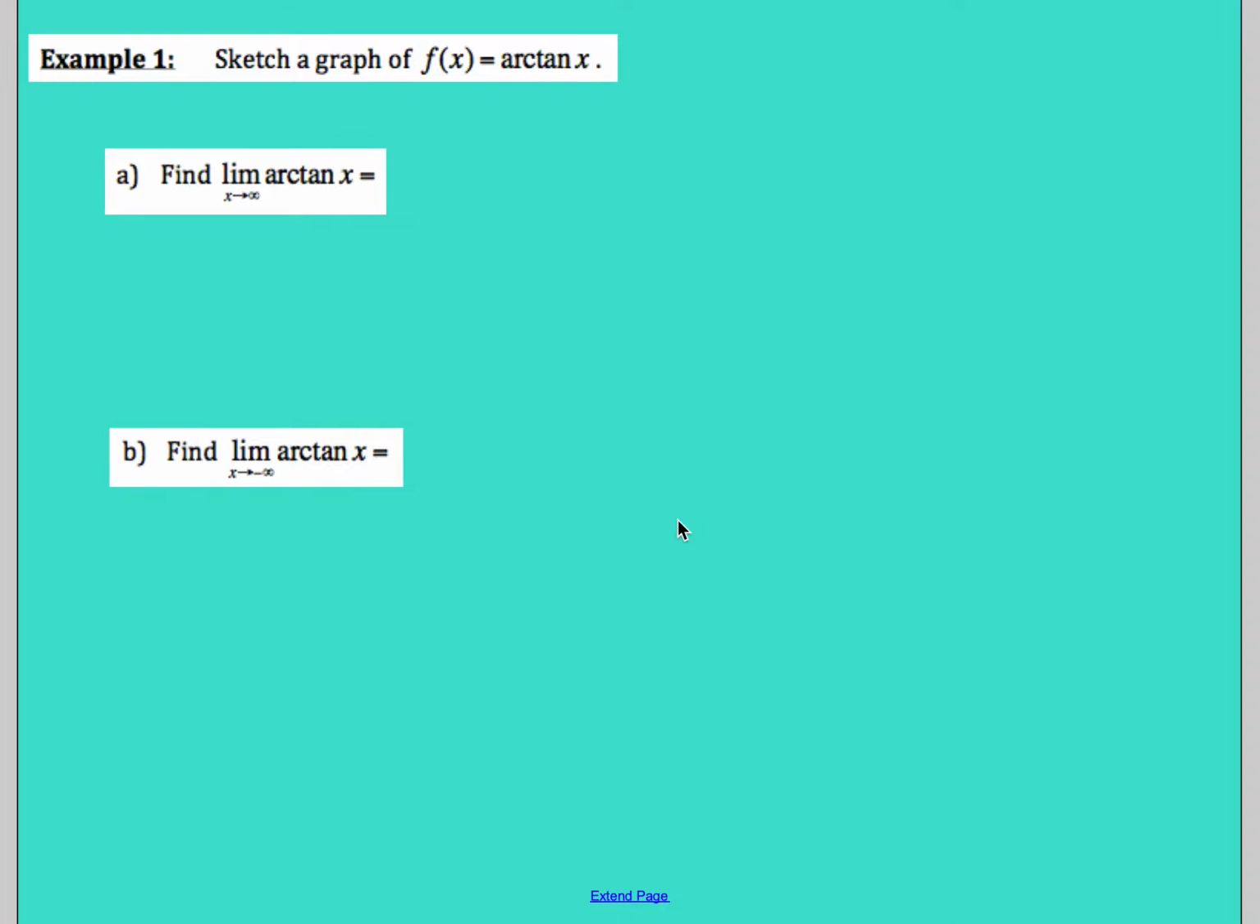All right, this example says to sketch a graph of f of x equals arctangent of x. So in order to graph arctangent of x, we should probably figure out what that means. Most of you are like, what even is arctangent of x? Depending on the textbook, they might use arctangent. Most of our textbooks use tangent inverse. So these are equivalent, just so you know. Arctangent is tangent inverse, so we're going to graph the inverse of tangent.